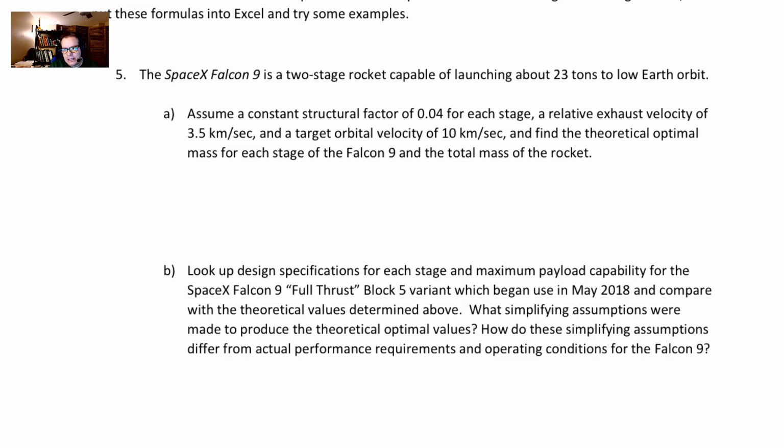And by the way, really, about 7.8 kilometers per second is orbital velocity in low Earth orbit, but we include a little extra delta V in the budget here for what's required due to the velocity required to reach altitude and travel through the atmosphere. This is fuel lost going vertical to reach space, and due to air resistance, it doesn't contribute to the velocity parallel to the surface needed for orbit. So we'll find the theoretical optimal mass for each stage of the Falcon 9 and the total mass of the rocket, and then we'll compare that with some real values for the actual Falcon 9.